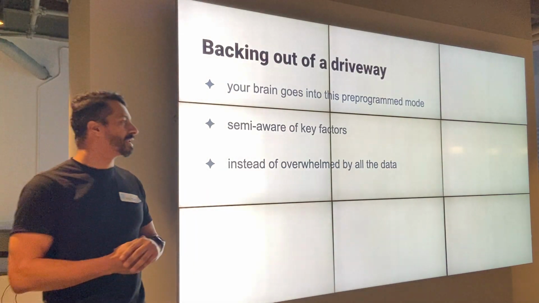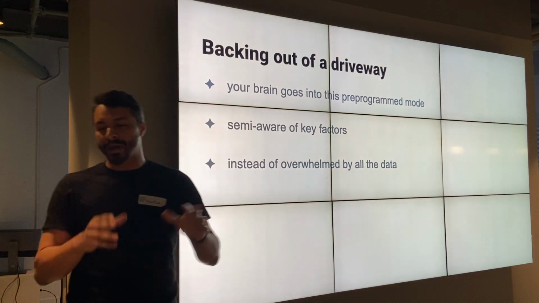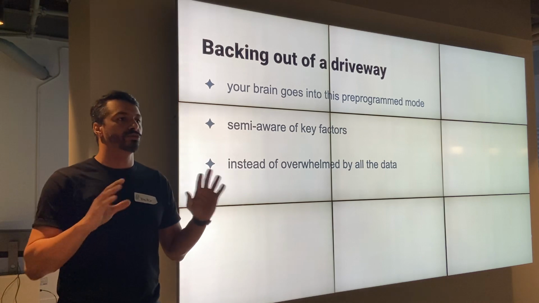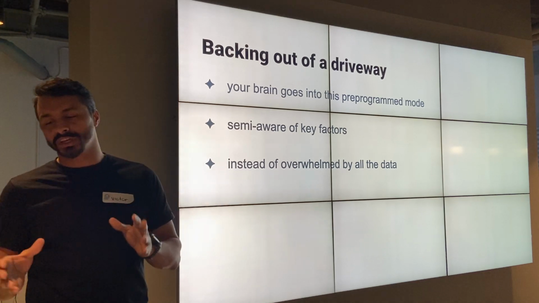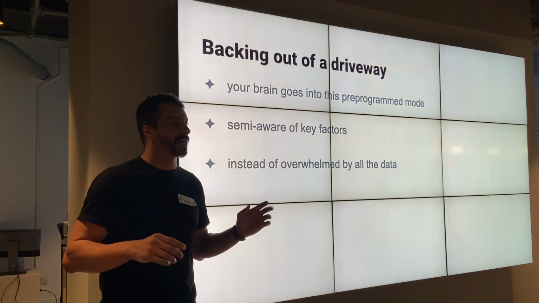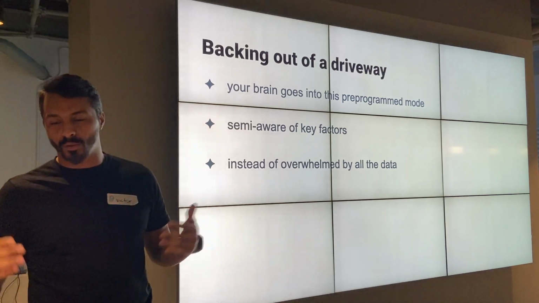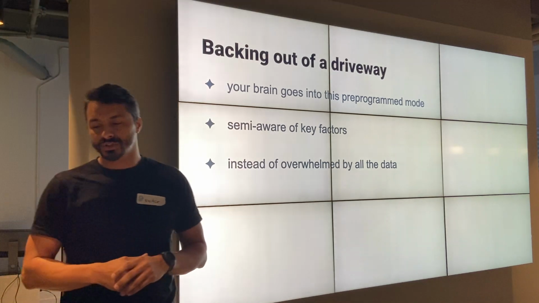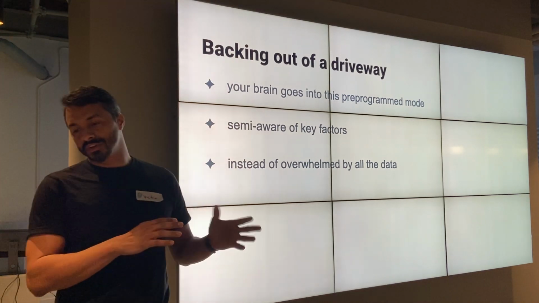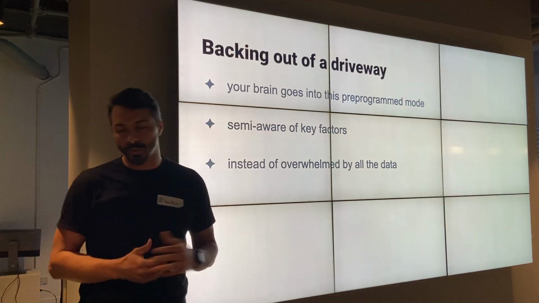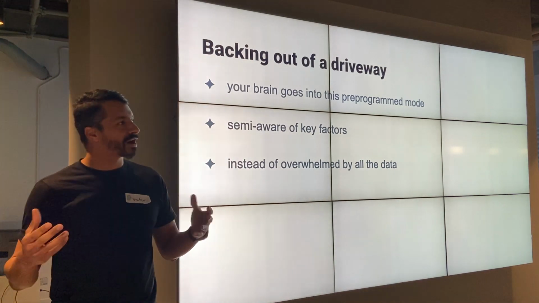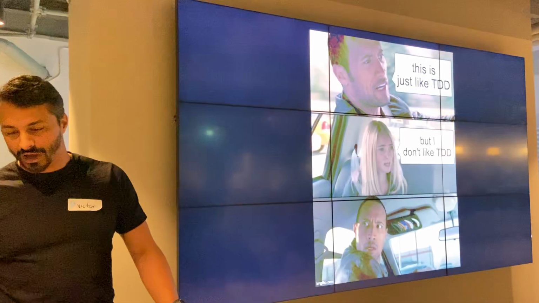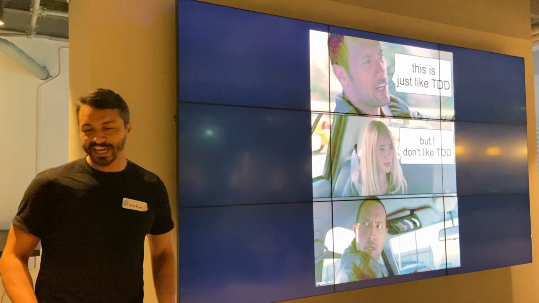So an example of a habit is, imagine that you're backing out of a driveway. Your brain goes into this pre-programmed mode where you know what to do, right? If you do this for the first time, it's probably gonna have a lot of information like which gear should I put, where should I look, how much gas should I press, and things like that. And once you get used to it, it becomes an automated process. So your brain gets into this pre-programmed mode that you're probably even thinking about something else while you're doing that. Obviously your brain is still semi-aware of all the components of backing out, but you're not overwhelmed by all the information of the process. So this is just like TDD.